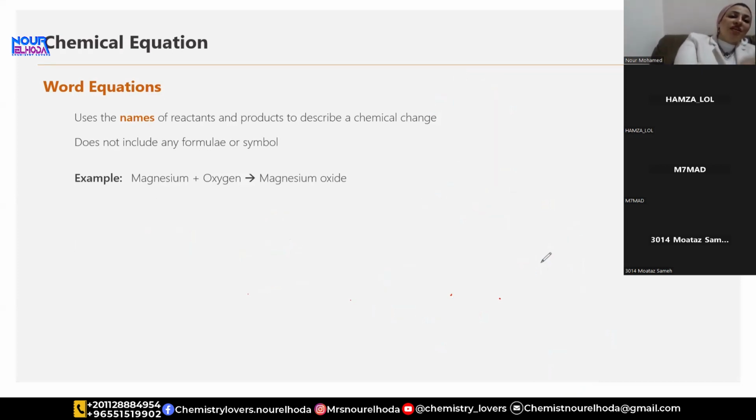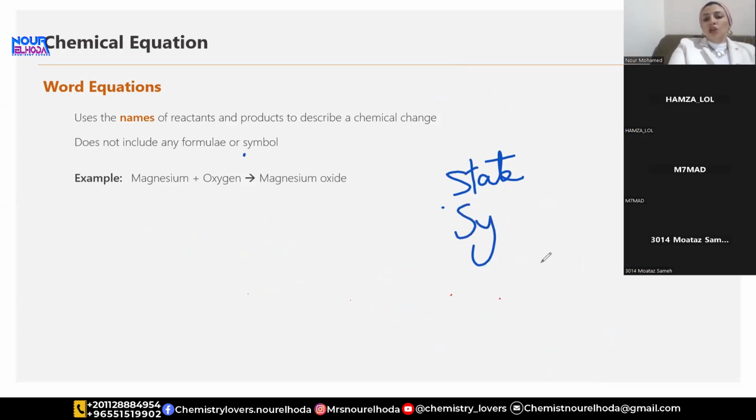Okay, now if he asks you to also write state symbols, sometimes he is going to ask you to write state symbols, it's a 1 mark question. The equation is 1 mark, and the state symbols are another mark. So how should I write state symbols, or what are the state symbols?